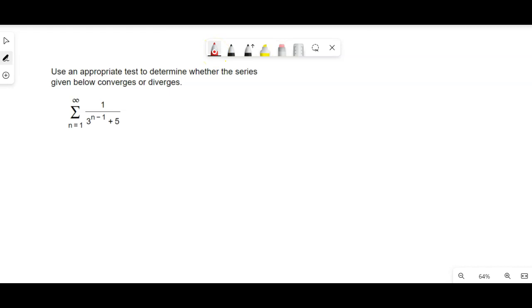All right, so the way I think of this is 3 to the n minus 1 is obviously always positive, right? As long as n is 1 to infinity, this is always positive. So it's always going to be less than 3 to the n minus 1 plus 5. Well, since that's true, that implies that 1 over 3 to the n minus 1 plus 5, since this one is bigger, we're dividing 1 by a bigger number, is less than 1 over 3 to the n minus 1.